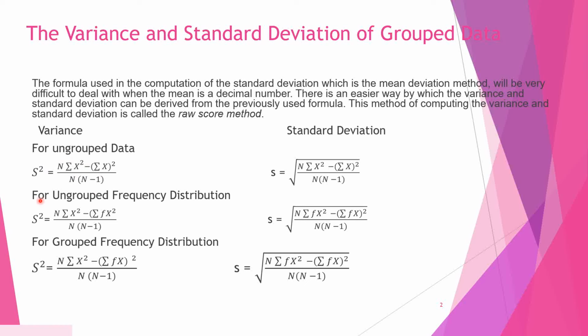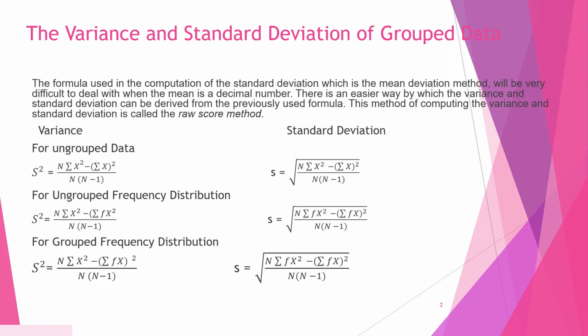For ungrouped data, S squared is equal to n times the sum of x squared minus the sum of x, squared, over n times n minus 1. Then the standard deviation is the square root of the same formula, right? So that's n like that, just a square root. And then similar also here.